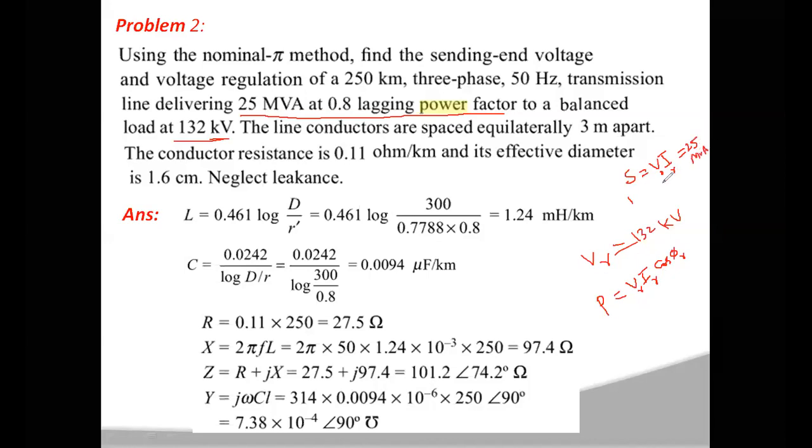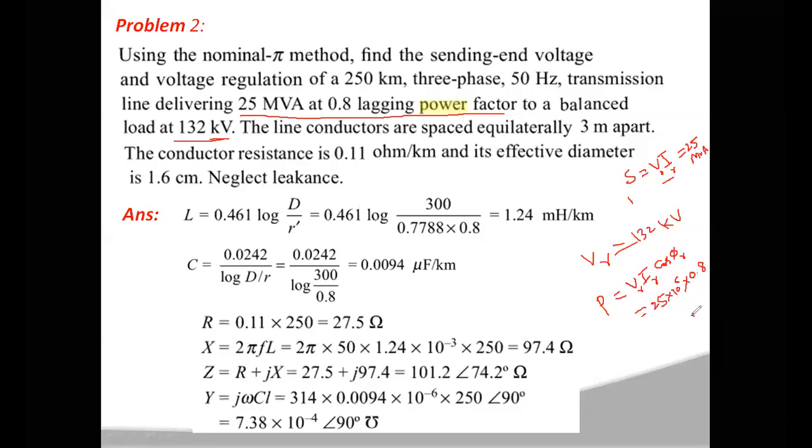So in place of VR into IR, you can simply substitute the 25 MVA, 25 into 10 power 6. And cos phi R, the power factor, is also given as 0.8. Then you will get the total power at the receiving end, which is 20 megawatts.